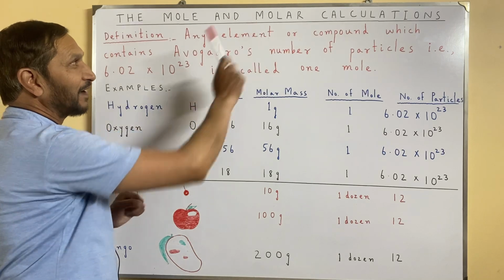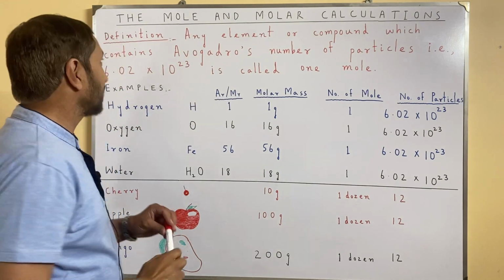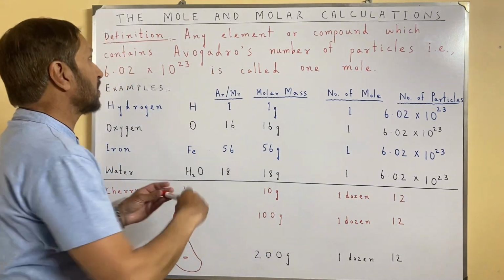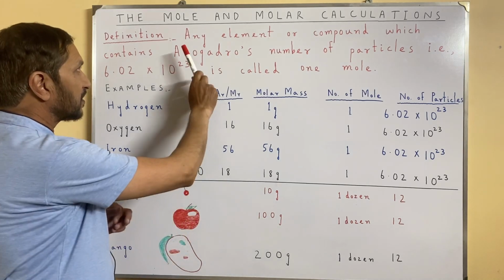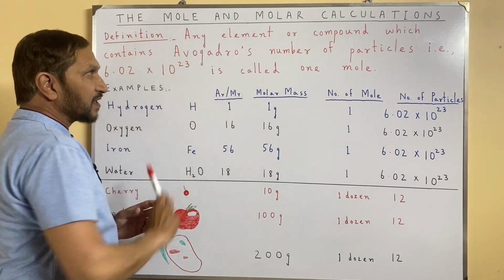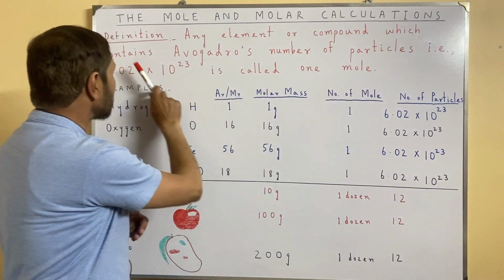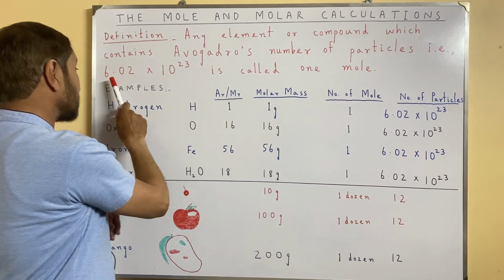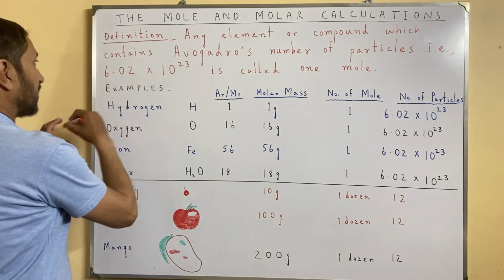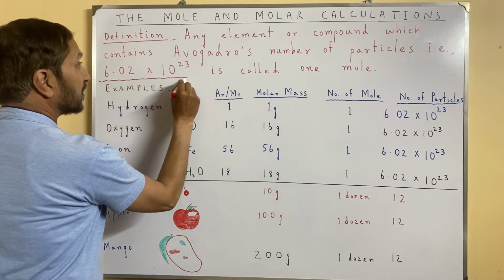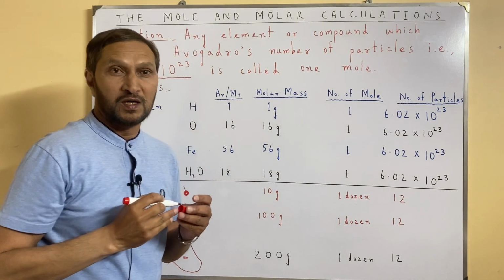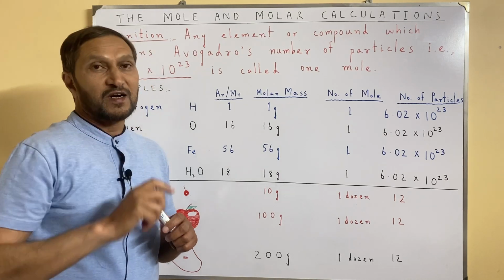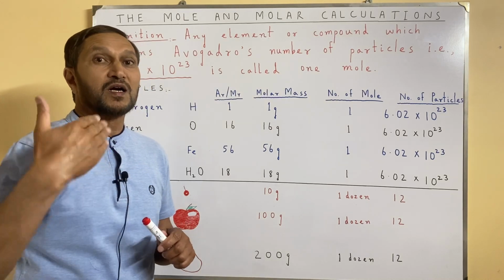My topic today is the mole and molar calculations. First of all, let's define what a mole is. One mole can be defined as any element or compound which contains Avogadro number of particles, that is 6.02 × 10^23. That is called 1 mole. I repeat, 1 mole of any substance contains Avogadro number of particles. It can be an element, it can be a compound.